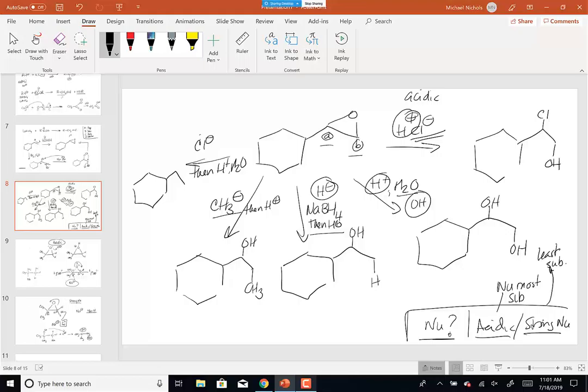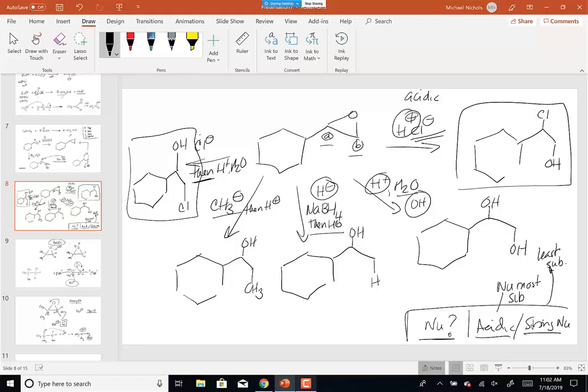Number four, Cl minus, then H plus H2O. Acidic or strong nucleophile? Strong nucleophile, because it's then H plus H2O. So strong nucleophile, what's my nucleophile? Cl minus, where's it going to go? Least sterically hindered. Look at number one and number five. What did I just do? And they produced the opposite product.